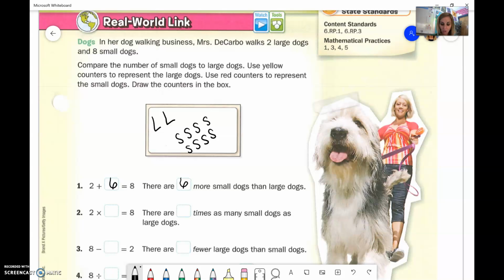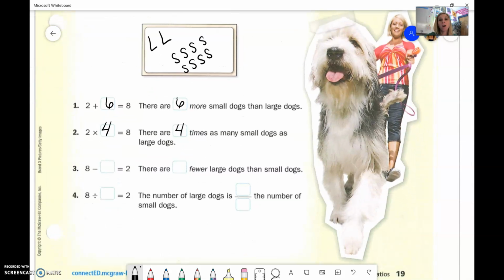All right, 2 times what equals 8? 2 times 4. So take a look at this. There are 4 times as many small dogs as there are large dogs. That makes sense. 8 minus what equals 2? 8 minus 6 equals 2. Take a look what happens here. That means there are 6 fewer large dogs than small dogs.